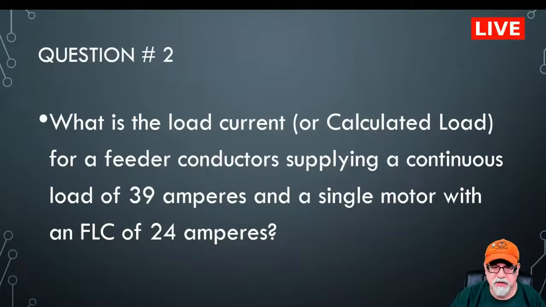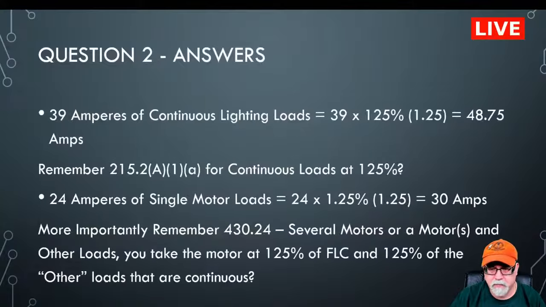Now let's look at the question, and let's look at the answer and work through it. First things first, we're going to say that this is a lighting load just so we can give some meaning to the continuous load. Again, it's a load that pulls its maximum value for 3 hours or more, or when the code tells you something is continuous. In this case, it told us it's continuous. I'm going to associate it with a lighting load so people can get in that mentality. So 39 amperes of continuous lighting load is 39 times 125%, or 1.25, equals 48.75 amperes.